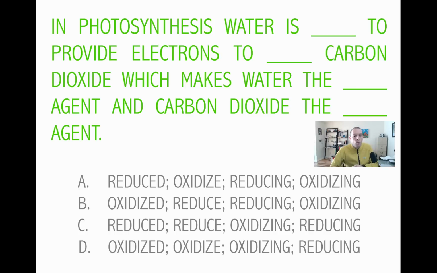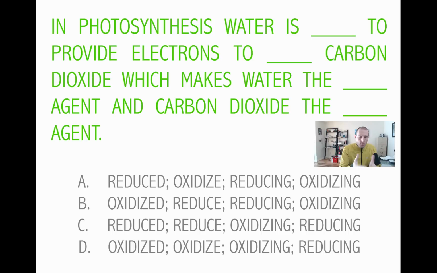Is it being oxidized? Is it being reduced? In photosynthesis, water is oxidized or reduced to provide electrons. If water is losing electrons, then it's being oxidized. In photosynthesis, water is oxidized to provide electrons to, now carbon is taking those electrons, so it's gaining electrons to reduce carbon dioxide. Water is the giver of electrons, which makes water the reducing agent, and carbon dioxide is pulling electrons from the water, the oxidizing agent.